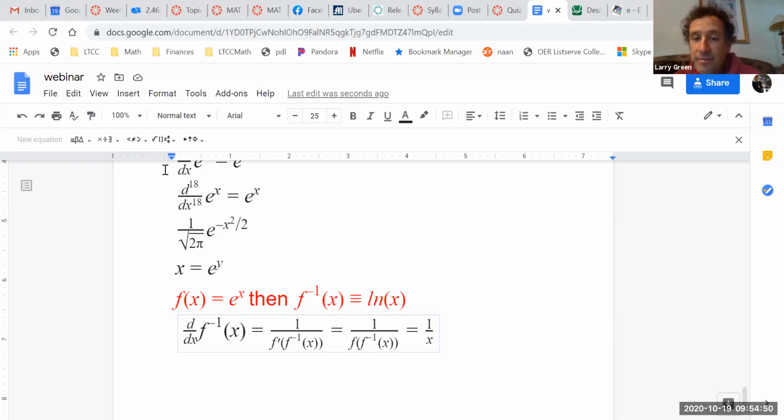Does that make sense? Because f inverse is undoing what we did. So if you undo it and redo it, you're just back to where you started. Okay, and that was the definition of the inverse.